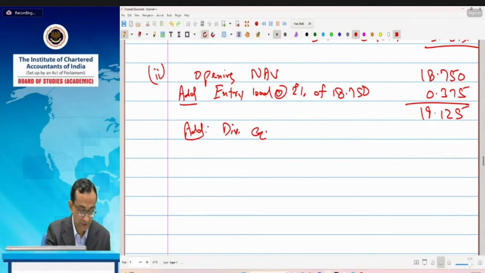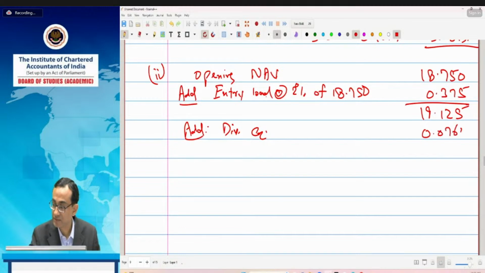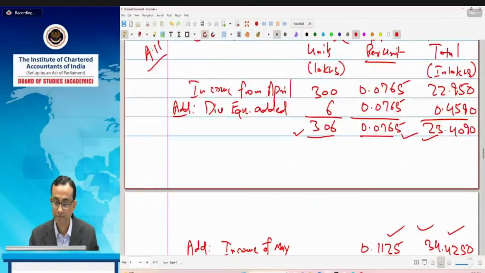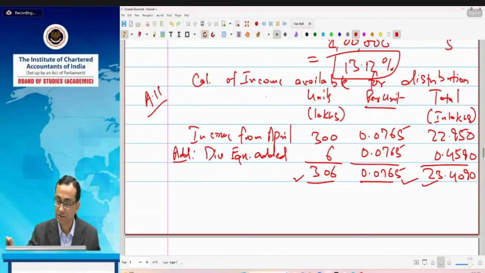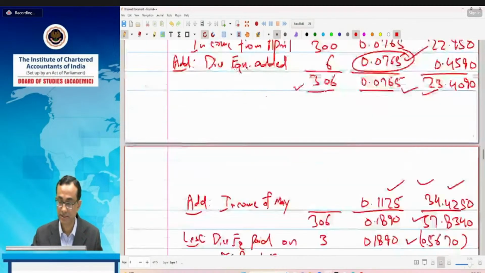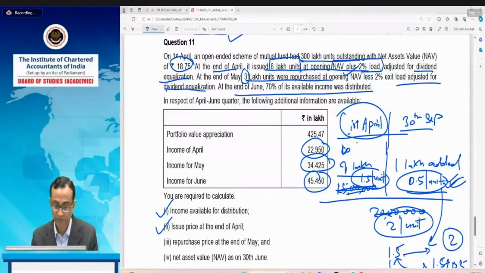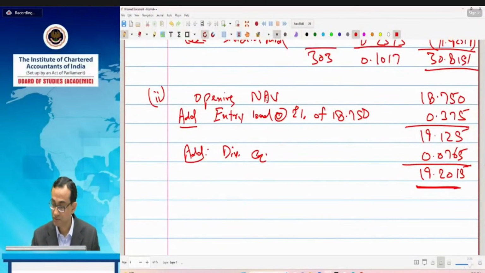Okay. So add dividend equalization, 0.0765. This figure has also already been calculated. This figure is added. So now 19.2015 is actually the issue price at the end of April. Issue price at the end of April.